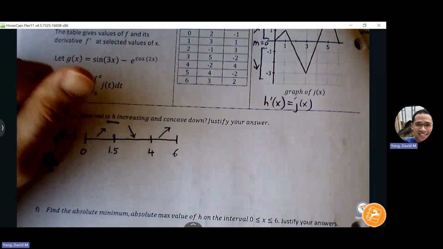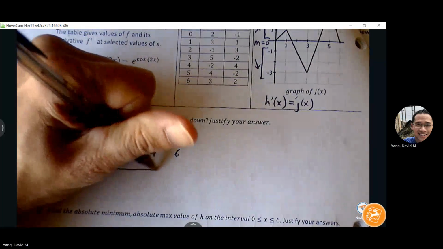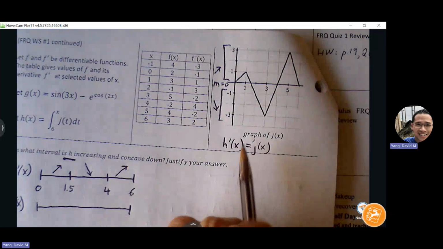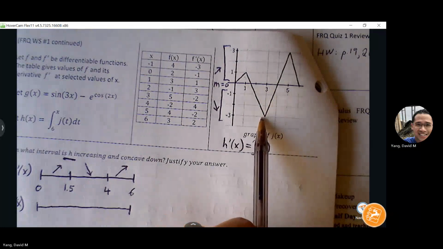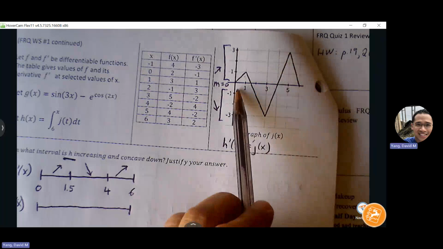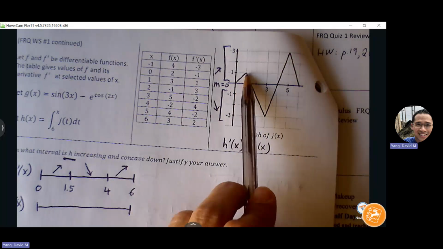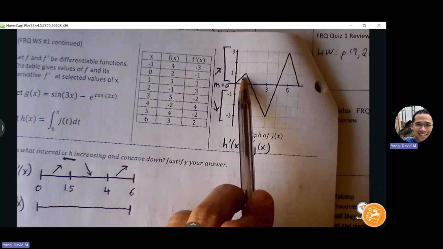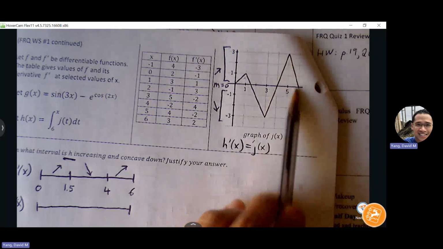H double prime, my concavity, my points of inflection, where are the points of inflection located if I'm looking at the derivative graph? Hills and valleys, right? So 1, 3, and anywhere there's a positive slope on the H prime graph, that means on the original H of X graph, there's concave what? Positive slope means concave up. Negative slope means concave down. Yeah.